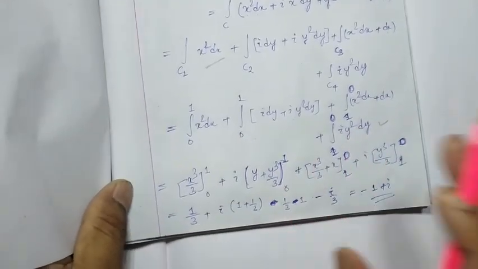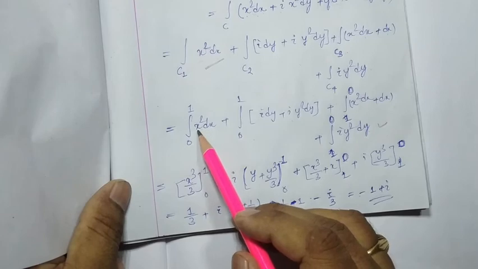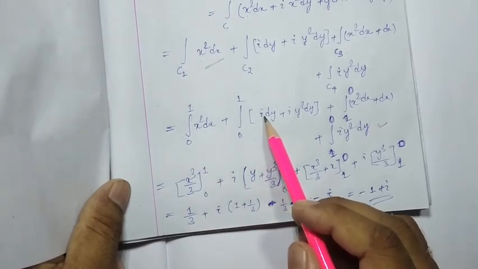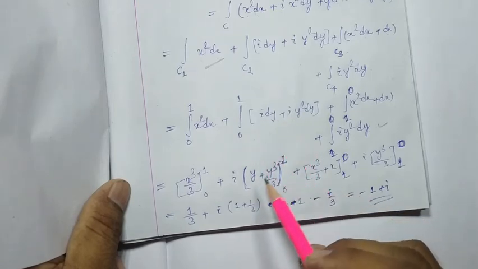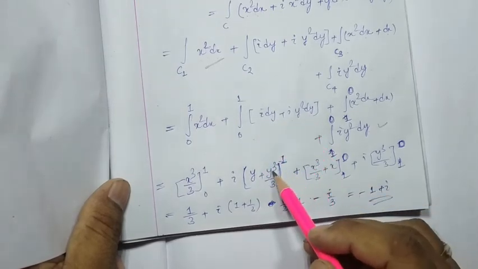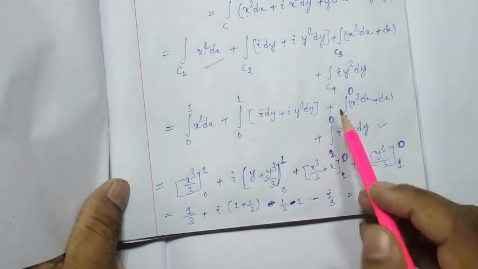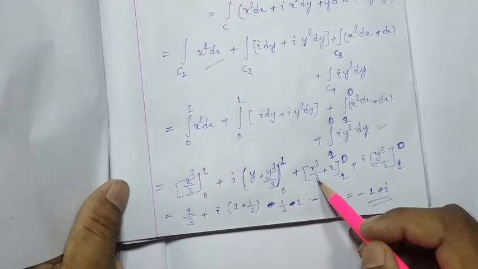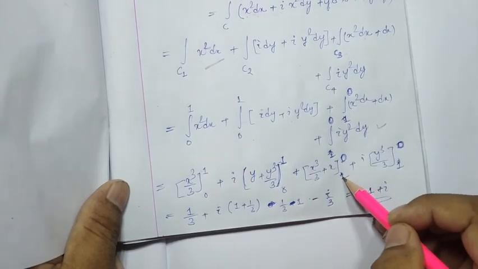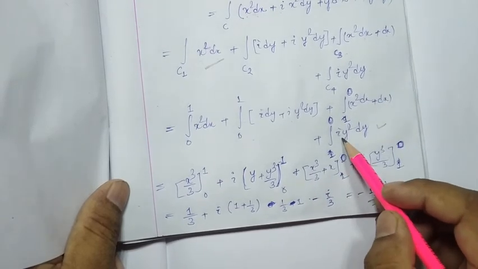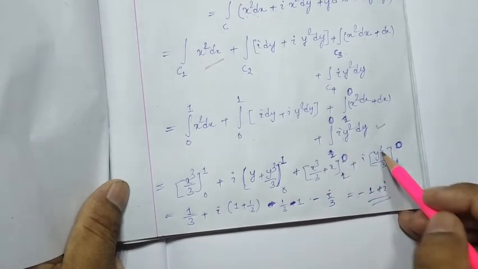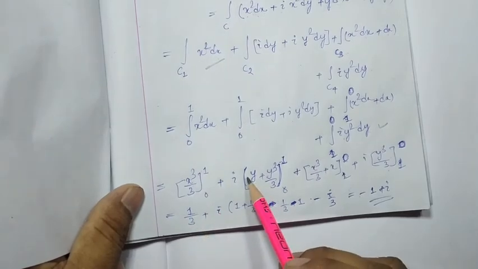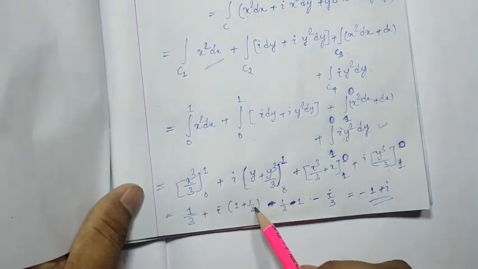Okay, now you just integrate. Simply you have to integrate x square dx. It will be x cube by 3, 0 to 1. Here i can be taken outside, dy. This y square becomes y cube by 3, 0 to 1. Here it will be x cube by 3 plus x, with limit 0 to 1. For the last case it will be i y cube by 3, 1 to 0. You just put the limit, it will be 1 by 3. This will be i, 1 plus 1 by 3. This is 1 by 3.